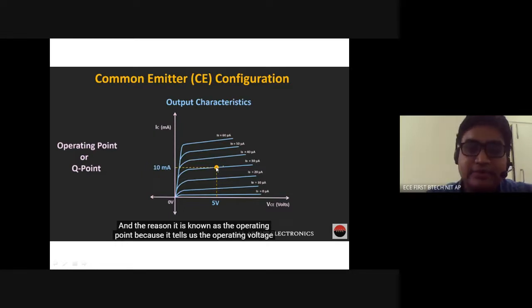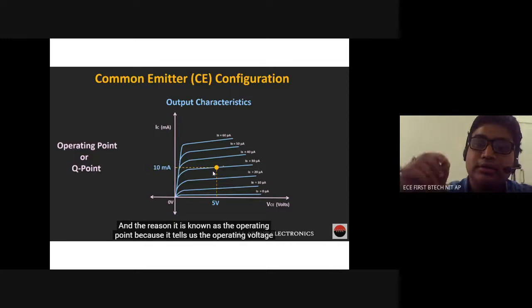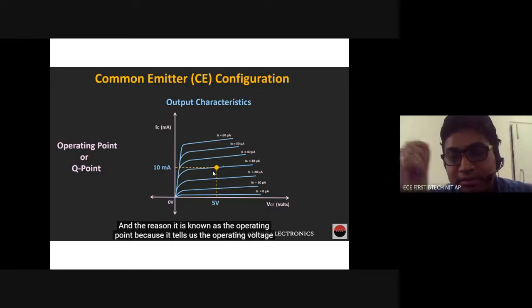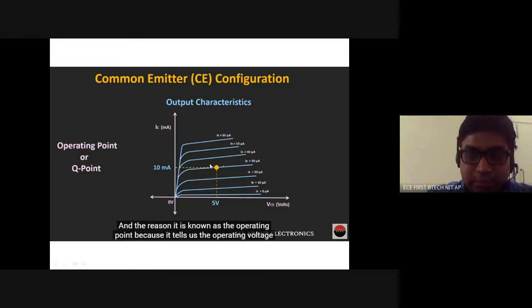Now what does it actually signify? If somebody tells you this is our operating point, what data does it give you? It gives very important data, because this operating point tells you what our collector current is, what our output collector emitter voltage is, and at what constant value of base current it operates. If I ask what information we get from here, you should say that at this point my collector emitter voltage, which is the output voltage of the NPN transistor in CE configuration, is 5 volt. My output current, that is our collector current, is 10 milliampere, and it is operating at a constant base current of 30 microampere.